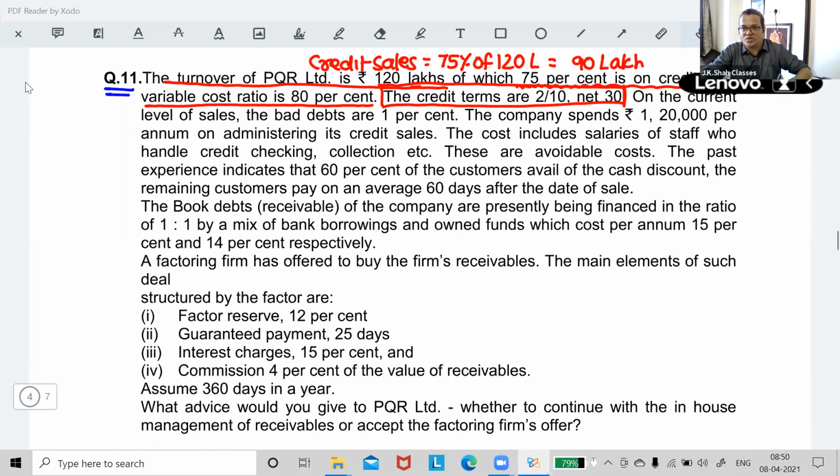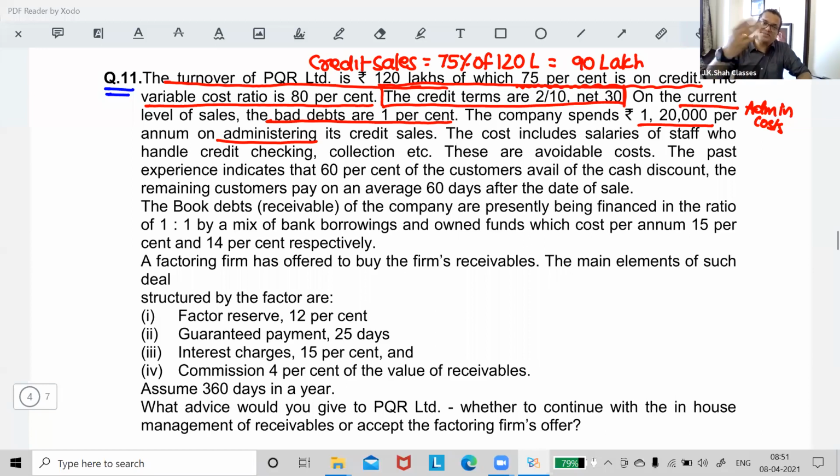Okay, so now you know what we mean to say. Let's go ahead. On the current level of sales, bad debt is 1%. Company spends 1,20,000 per annum on administering its credits. So I can say this 1,20,000 is nothing but administration cost. The cost includes salary of staff who handle credit checking, collection, etc. These are avoidable costs. In simple words, when we collect on our own, we will spend 1,20,000. And when we hand it over to the factor, we don't spend this.